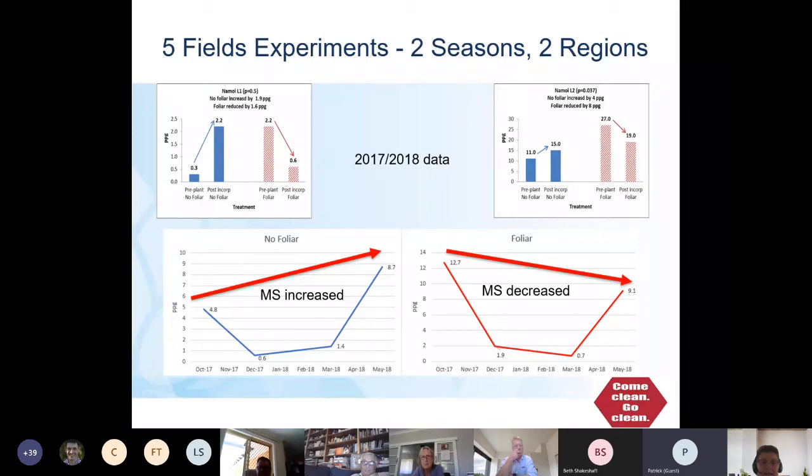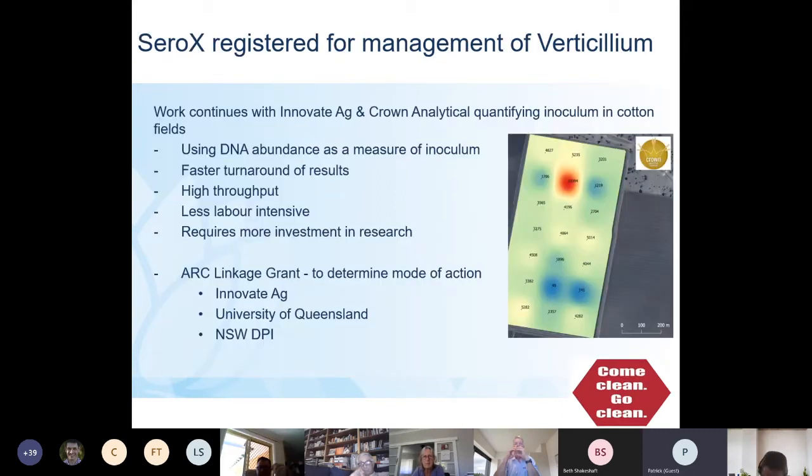I guess what I want you to see here, or perhaps you can see it yourself, is that where the treatment was applied, we had a decrease in the microsclerotia, the measurement of propagules per gram in the soil, as you can see on the graph on the right-hand side. If you look at the left, where no product was applied, the microsclerotia actually increased. This was consistent across our 5 experiments and the 2 seasons.